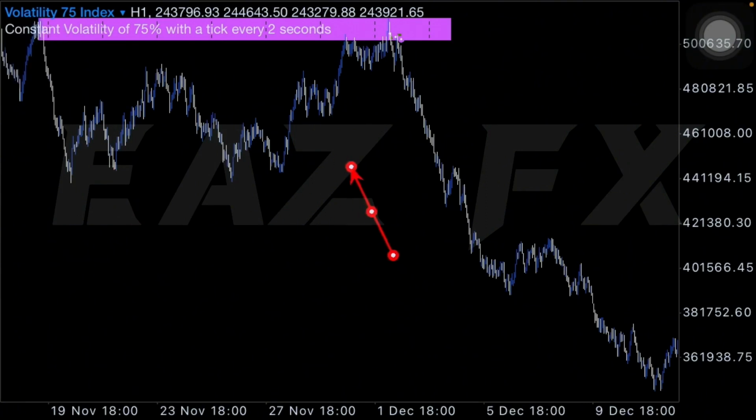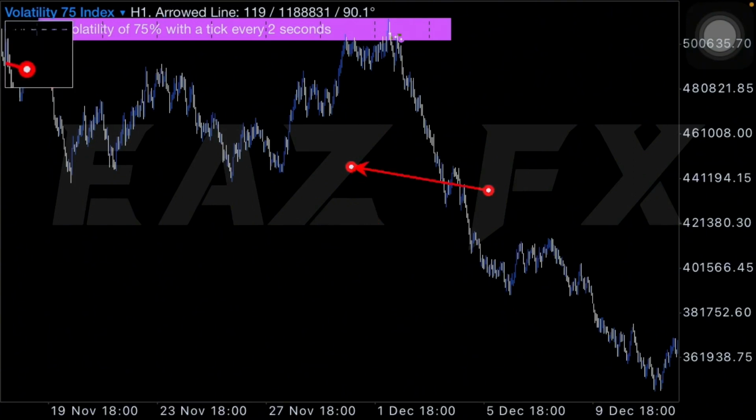Make sure you go and analyze the chart, backtest this strategy and see whether it works or not.